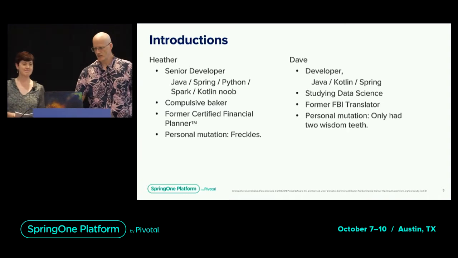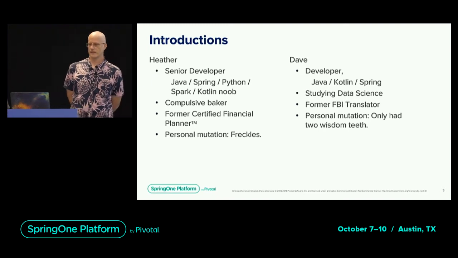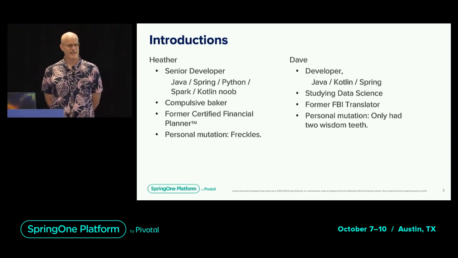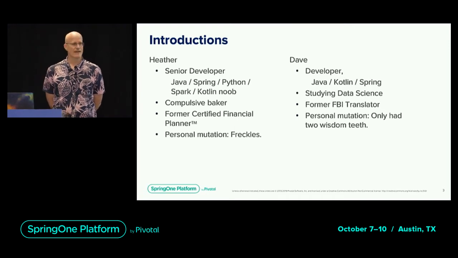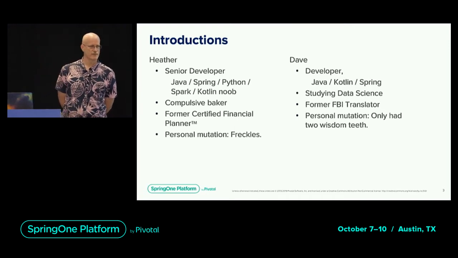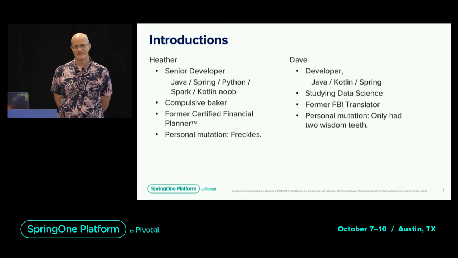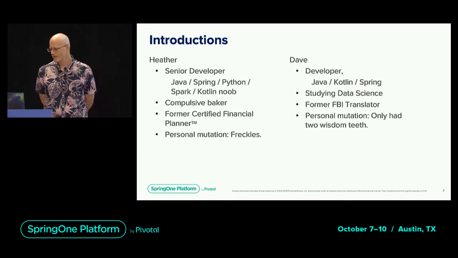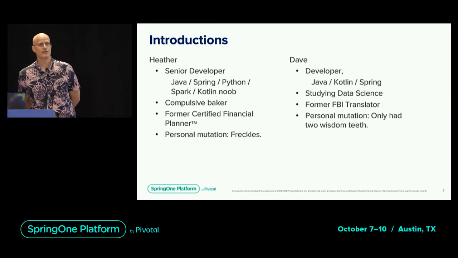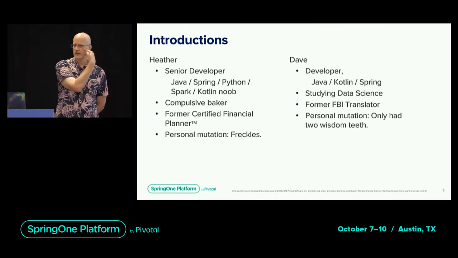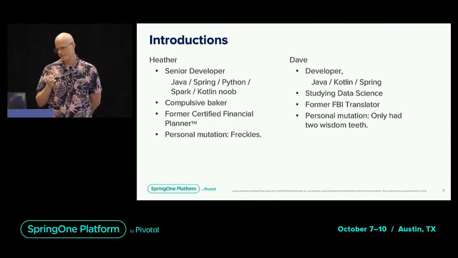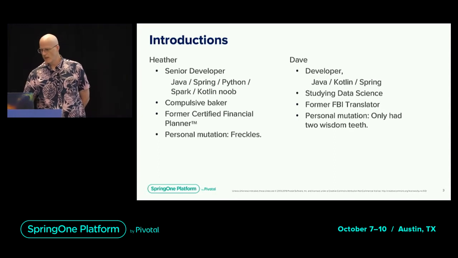And I'm Dave Kaiser. I'm a Java Kotlin Spring developer. I'm also studying data science and natural language processing. I am a former FBI translator. My language was Russian. Don't ask. I can't tell you the really good stuff. And my personal mutation is I only had 2 wisdom teeth on this side. Nothing over here. Not sure, but it saved me some money at the dentist.